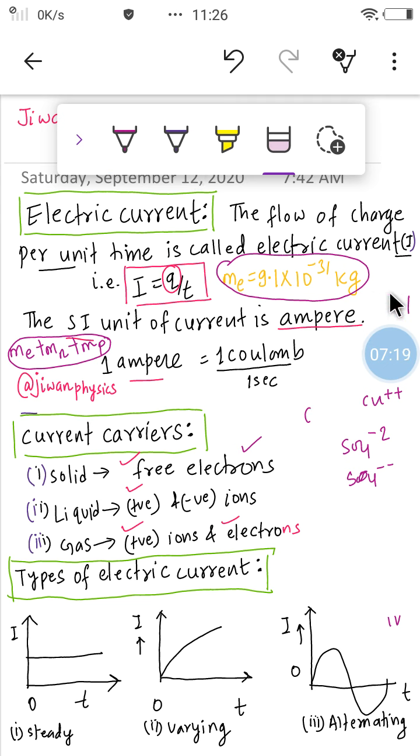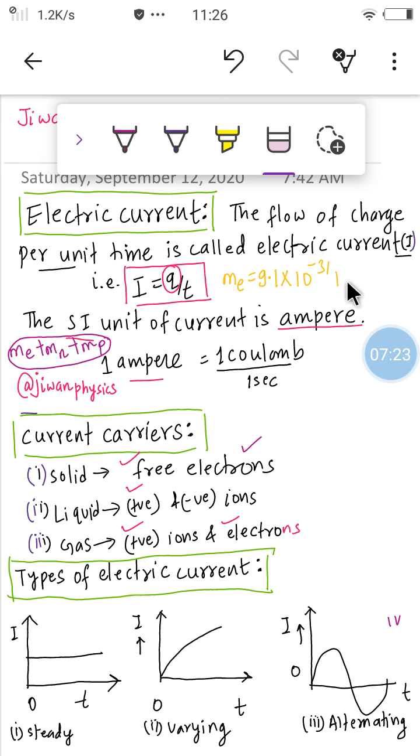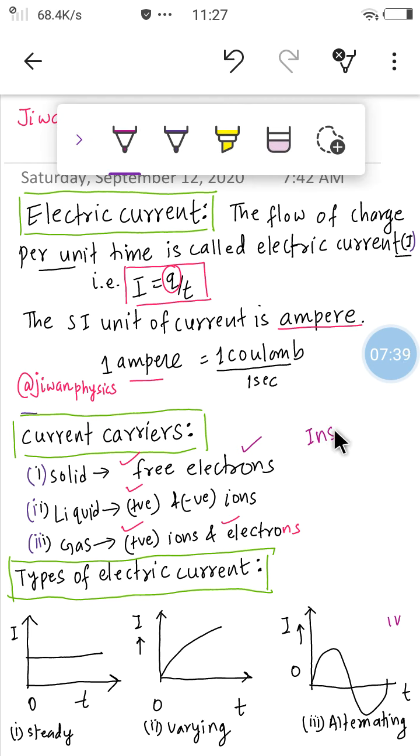Now for gas, let us come to the gas. Now we know in general, at ordinary condition, gases are insulators. Okay, they are insulators. At ordinary condition, gases are insulators.